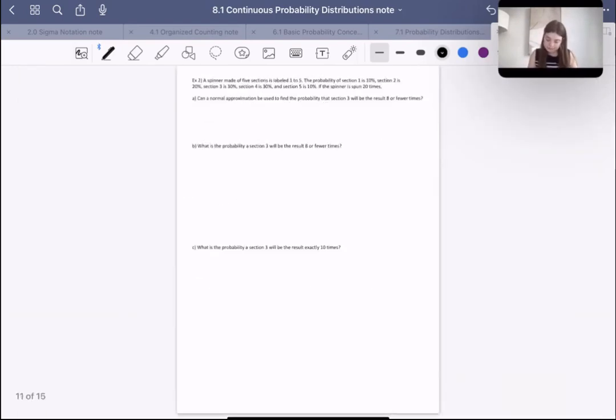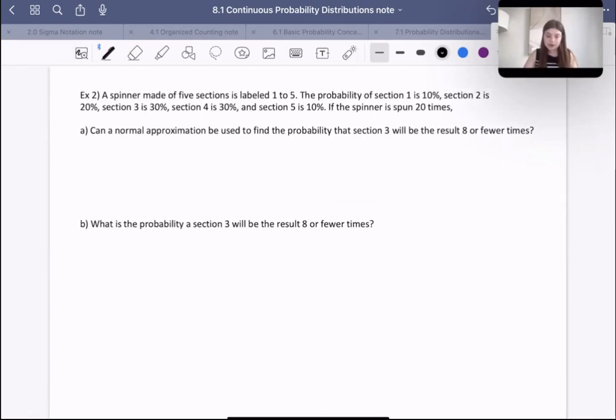Okay, let's move on to another example here. Example 2 says, a spinner made of 5 sections labeled 1 to 5. The probability of section 1 is 10%, section 2 is 20%, section 3 is 30%, section 4 is 30%, and section 5 is 10%. If the spinner is spun 20 times, can a normal approximation be used to find the probability that section 3 will result 8 or fewer times?